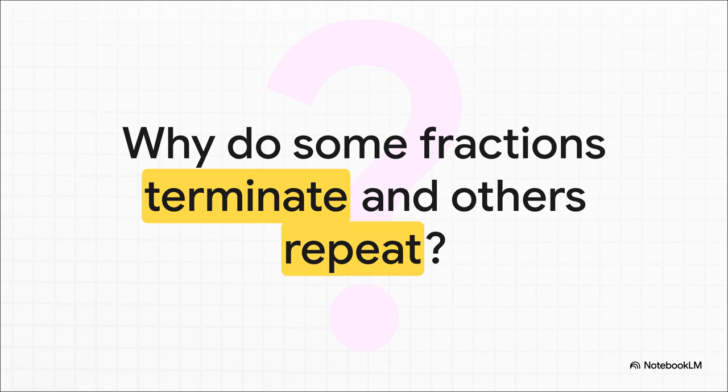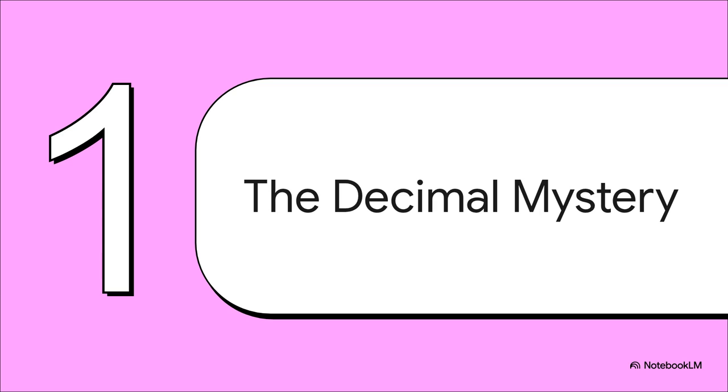What's the deal with fractions? Why is it that when you divide 3 by 4, you get a nice, clean 0.75, but when you divide 5 by 6, you get this decimal that just goes on forever? It seems totally random, right? Well, it's not. There's a secret code at play here, and today we're going to crack it. So, first up, let's unravel this decimal mystery.